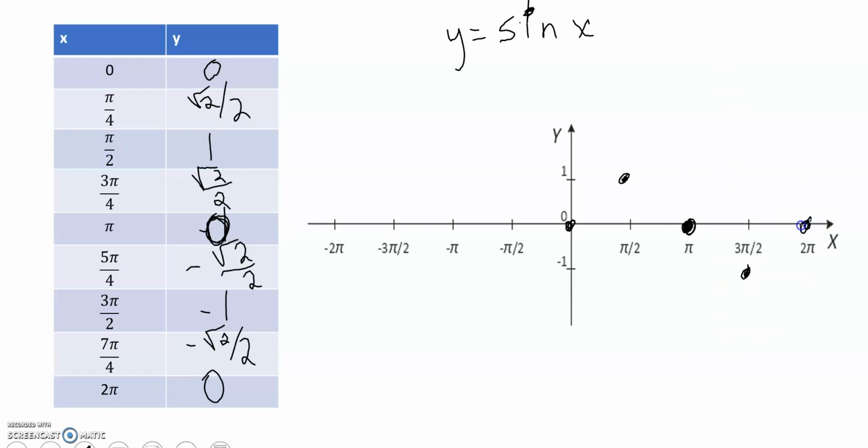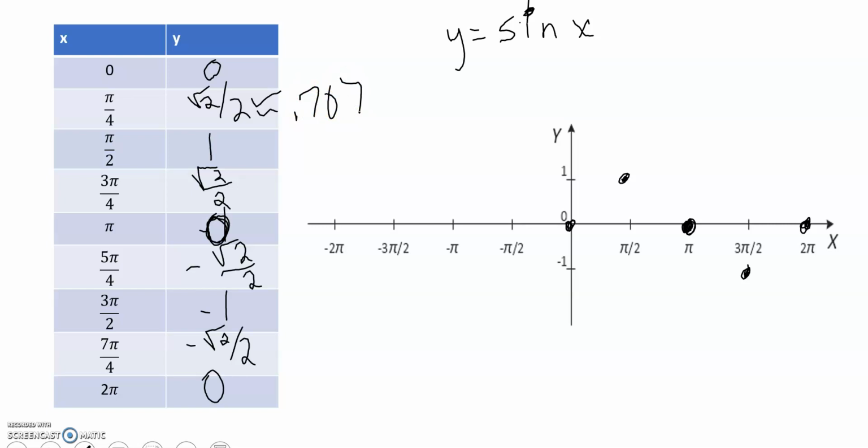And I put the values in between each of those just so you can be certain what's going on in between those quadrantal angles. So at pi over 4 is square root of 2 over 2. If you plug in square root of 2 divided by 2 in your calculator, you get 0.707. So that's approximately 0.707, which is almost at 1, but not quite at 1.